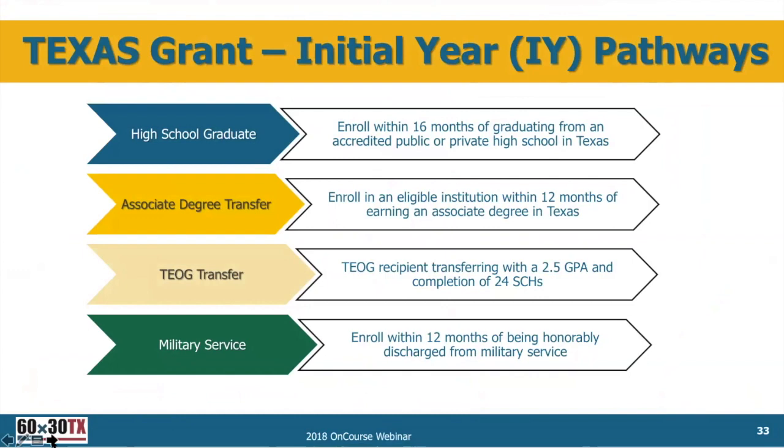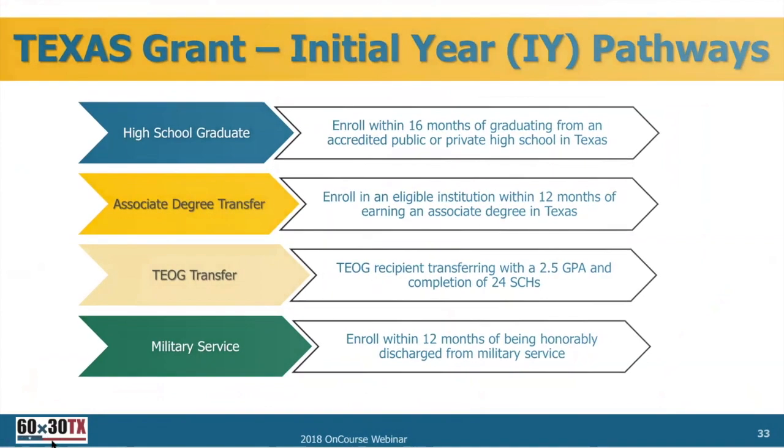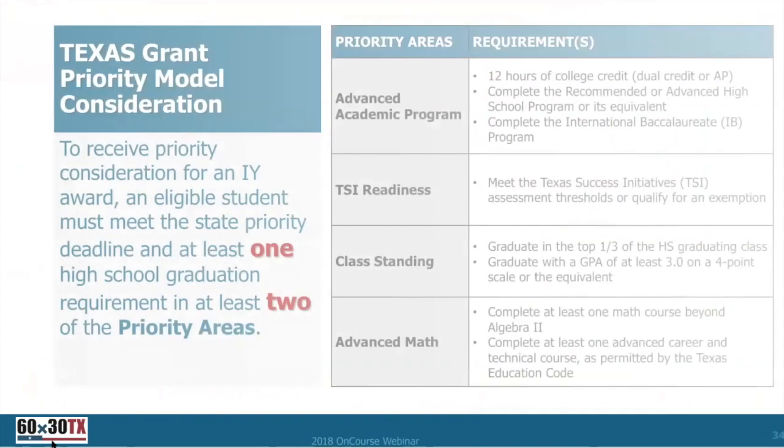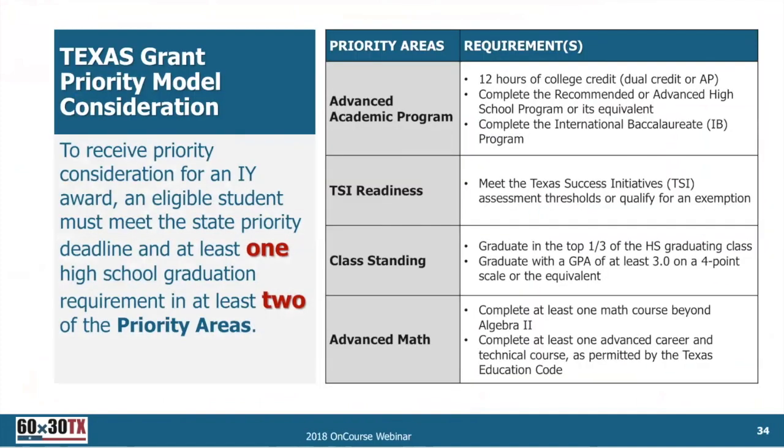And then the TEOG transfer is a student who already received TEOG and transferred with a 2.5 or higher and a completion of at least 24 semester credit hours could qualify for Texas Grant. And then finally, when a student enrolls within 12 months of being honorably discharged from the military service, they could qualify. Again, they do have to meet all the requirements, but those are the 4 what we call pathways.